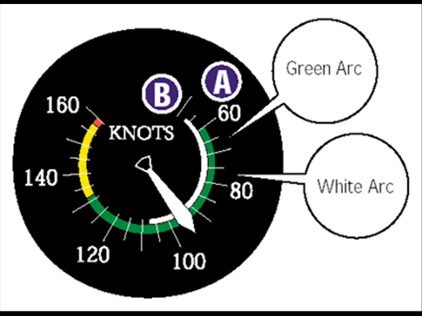Notice that the white arc A begins at a speed 7 knots slower than the green arc B. In an earlier discussion, we learned that the green arc is the power-off stalling speed with gear retracted. This airplane must have 60 knots or more of wind flowing over the wings to fly with flaps retracted. With flaps fully extended, you can touch down at a slower speed, 7 knots slower to be exact. The full flap stall speed on the airspeed indicator assumes the airplane is flying at the maximum allowable weight.